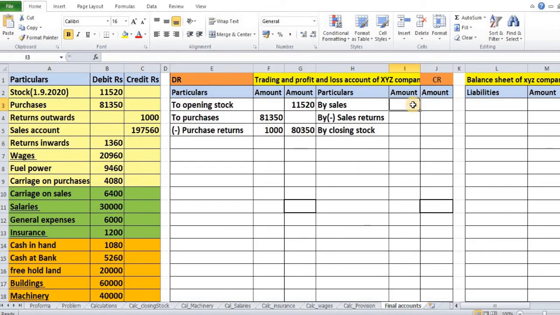Now on the credit side we will mention sales amount, that is 1,97,560 in the inner column, and sales return amount is 1,360. Here returns inwards is nothing but sales returns. Now we will deduct sales returns amount from sales, that is 1,97,560 minus 1,360, which comes to 1,96,200. Now we will mention 1,96,200 in the outer column on the credit side.